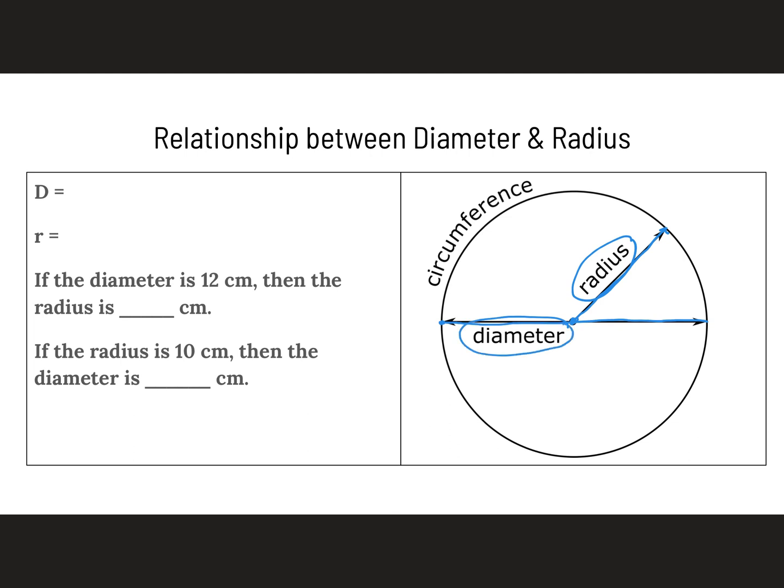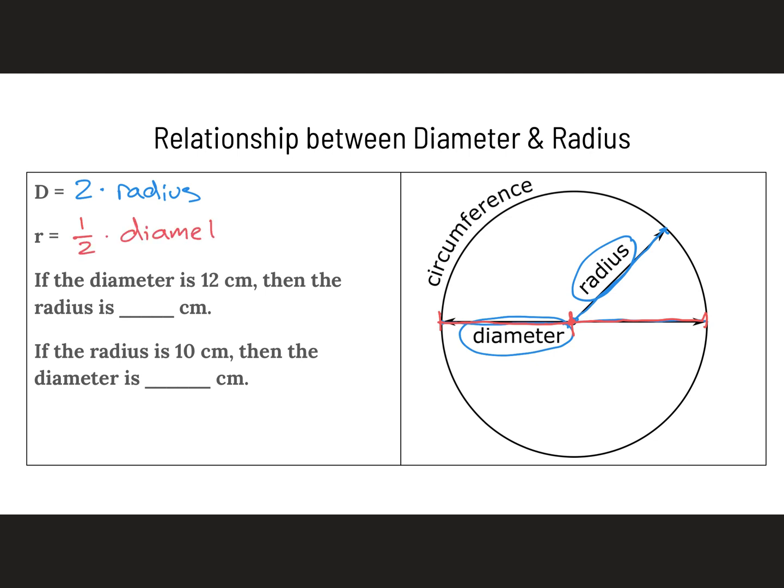Now, the diameter and the radius have a special relationship. The diameter is equal to 2 times the radius, because it takes 2 radii to make a diameter. If you look at this, from the center point to the outside, that's 1 radius, and from the center point to the other side is another radius. So 2 radii create the length of a diameter. Now the radius is half of the diameter.